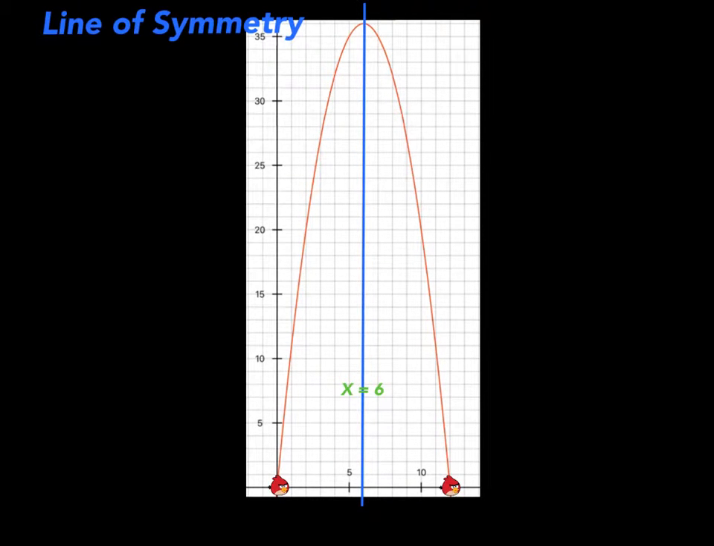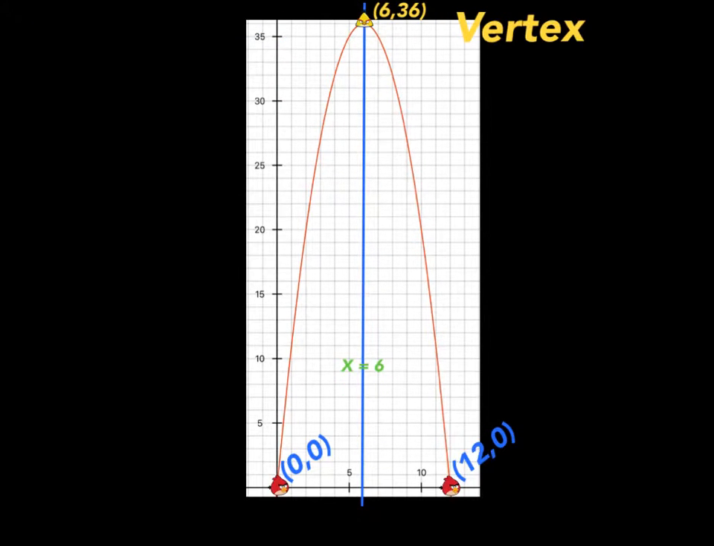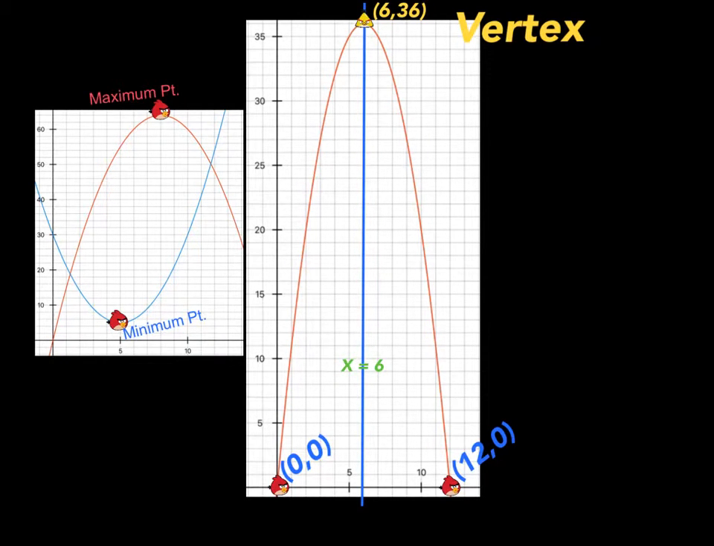And when you know where that line of symmetry is, that's going to lead you to the next important feature on a parabola as well. And that feature is the vertex. The vertex is the maximum point sitting on the top of the parabola, or it's the minimum point sitting at the bottom of the parabola. So to find that vertex, identify where your x-intercepts are, count your way to the middle to the line of symmetry, and then just move up until you find the vertex, either the maximum or the minimum point, and you can find your coordinates right there.